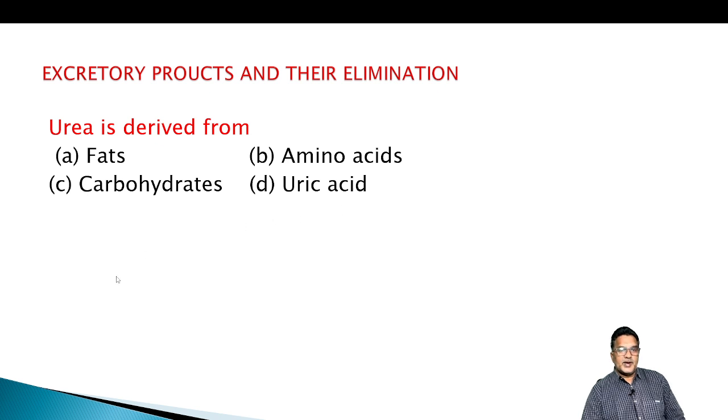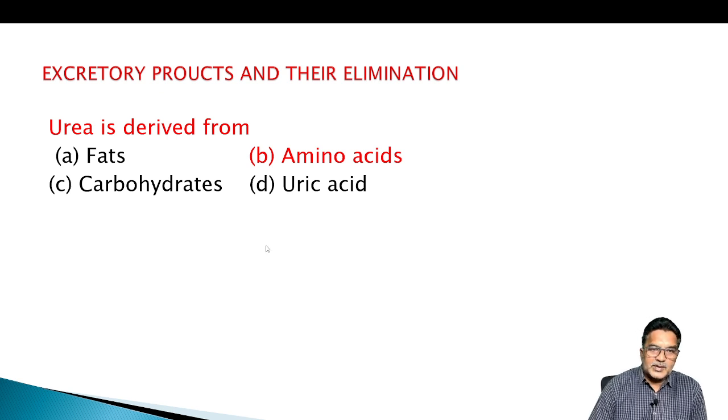Urea is derived from fats, amino acid, carbohydrates, uric acid? Yes, in protein metabolism, in amino acid metabolism, we will find urea.